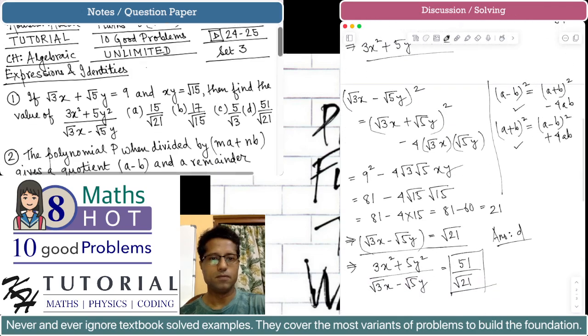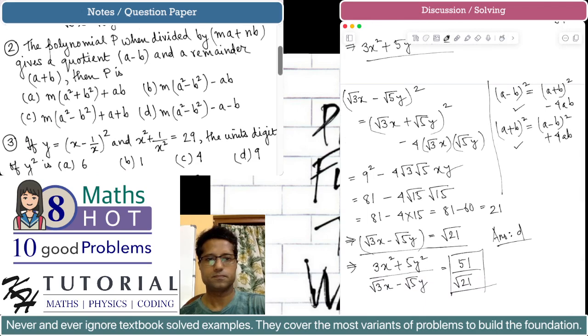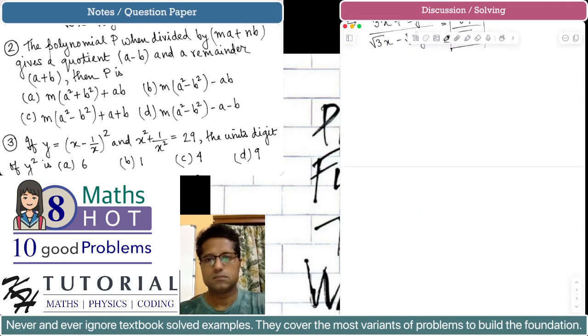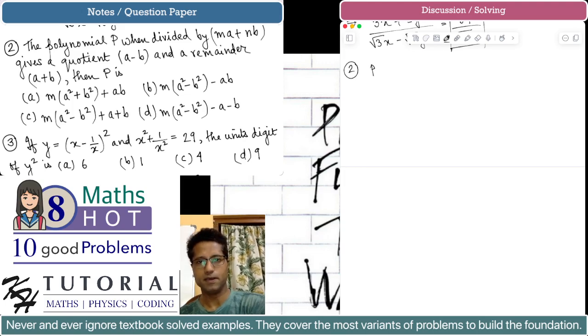Let's do problem number 2. It says that the polynomial p when divided by ma plus nb gives a quotient a minus b and a remainder a plus b. Then p is, okay, so p is a polynomial, and it is when divided by ma plus nb.